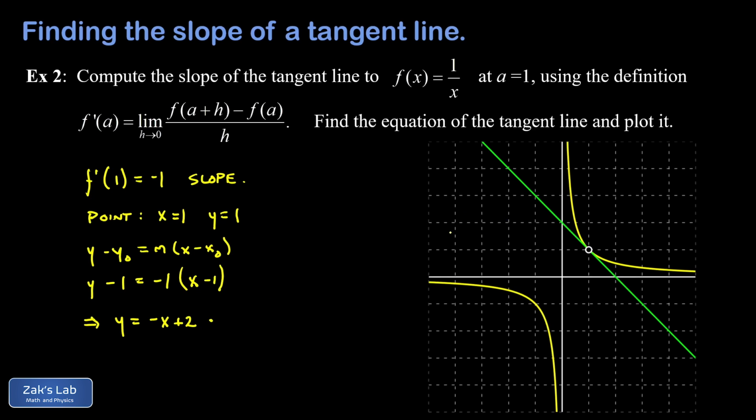And everything works out here. When I use a computer to plot this line, y equals negative x plus 2, I see it's doing exactly what a tangent line should do. It's passing through that point (1, 1) on the original function and has exactly the same slope as the original function at that point.